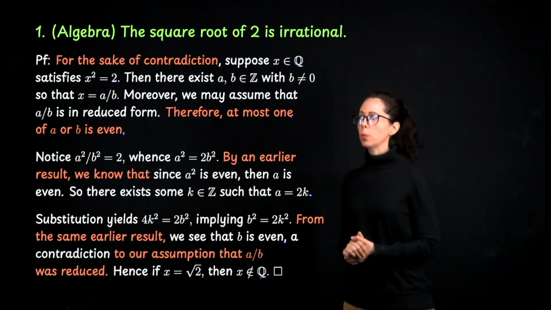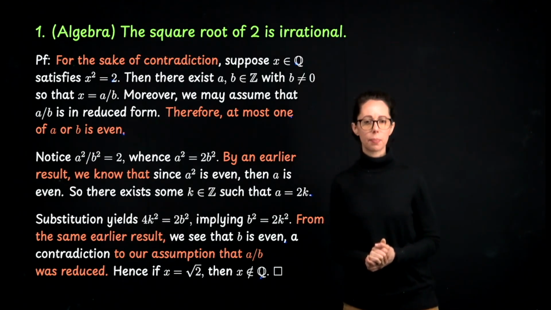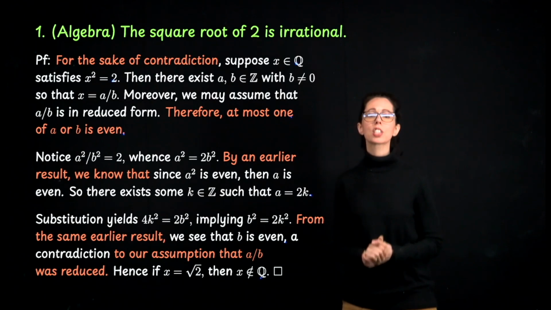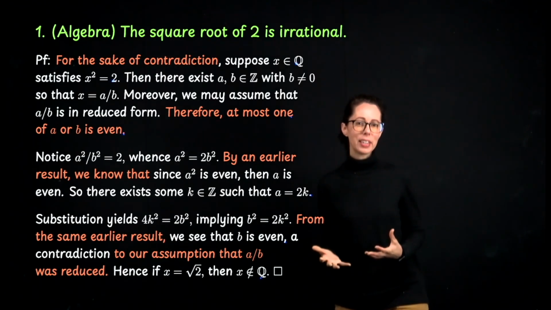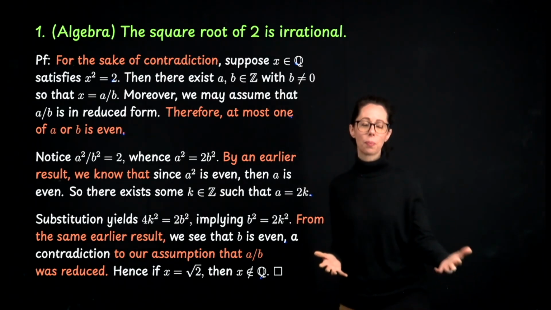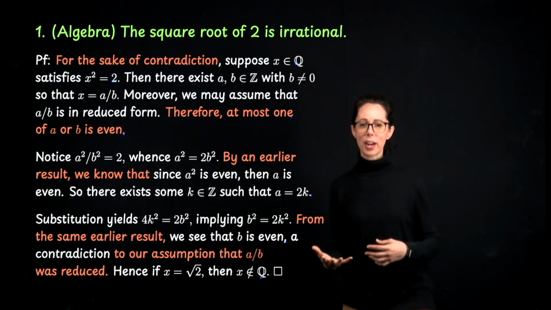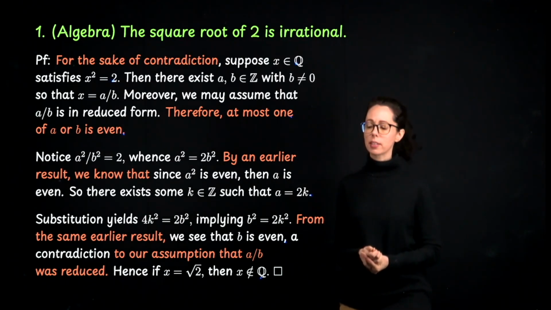So I'm opening also with the phrase for the sake of contradiction. That's something that I like to say whenever I prove by contradiction so that they know that what they're going to read doesn't sound like P implies Q. So anytime you're proceeding indirectly, make it really clear to the reader what's going on because otherwise it's going to throw them for a loop.